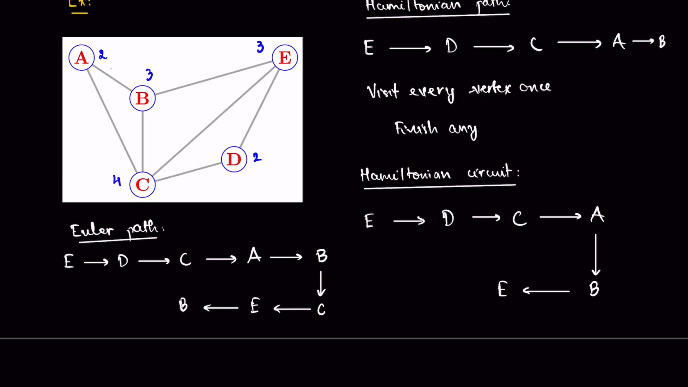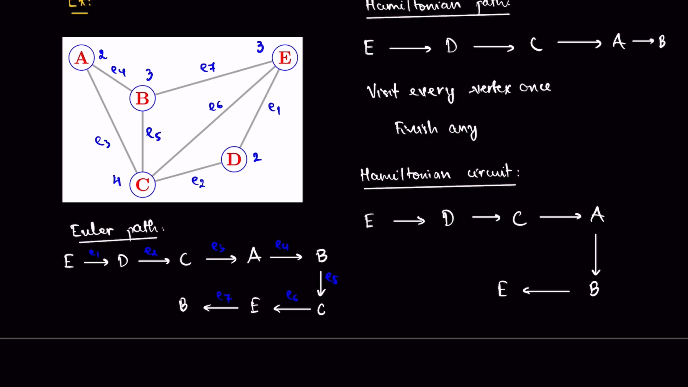So you can write down the edges here. Let's say this is E1, this is E2, this is E3, this is E4, this is E5, E6, and E7. So again, the idea of the Euler path is that you want to visit every edge only once and finish anywhere. For Eulerian paths and Eulerian circuits, we don't care about how many times we visit a vertex. For this example, we visit E twice, we visit C twice, and we visit B twice. We don't care about that as long as we cover every edge only once.